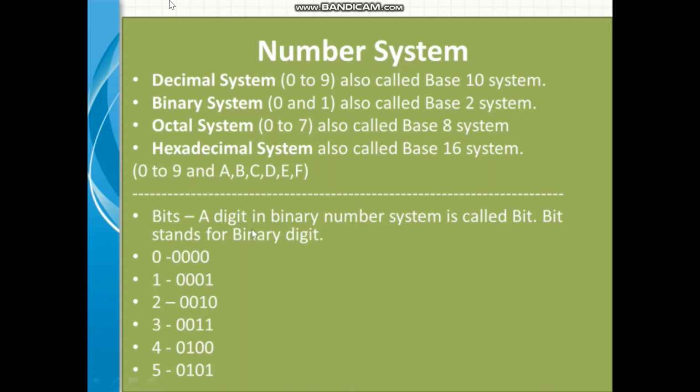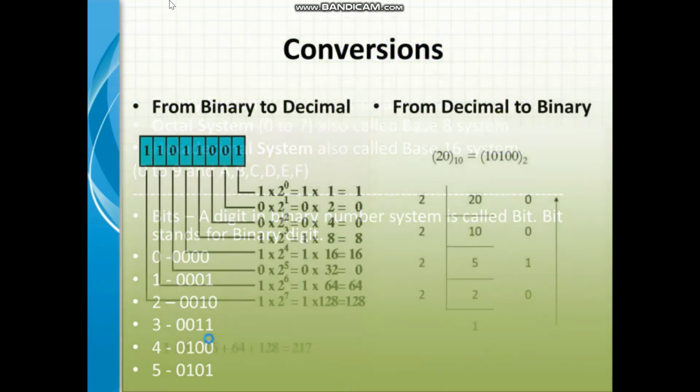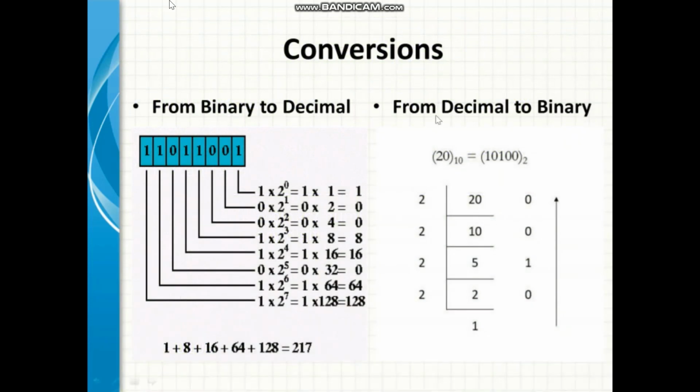So what is a bit? A bit is a digit in the binary number system, the smallest unit, and it stands for binary digit. Your computer understands binary digits, so whatever 1, 2, 3 you give, it ultimately converts into zeros and ones. That is binary format. Now I will show you how to convert from binary to decimal and from decimal to binary. Suppose you have a binary number of zeros and ones. Now every position here has a value.